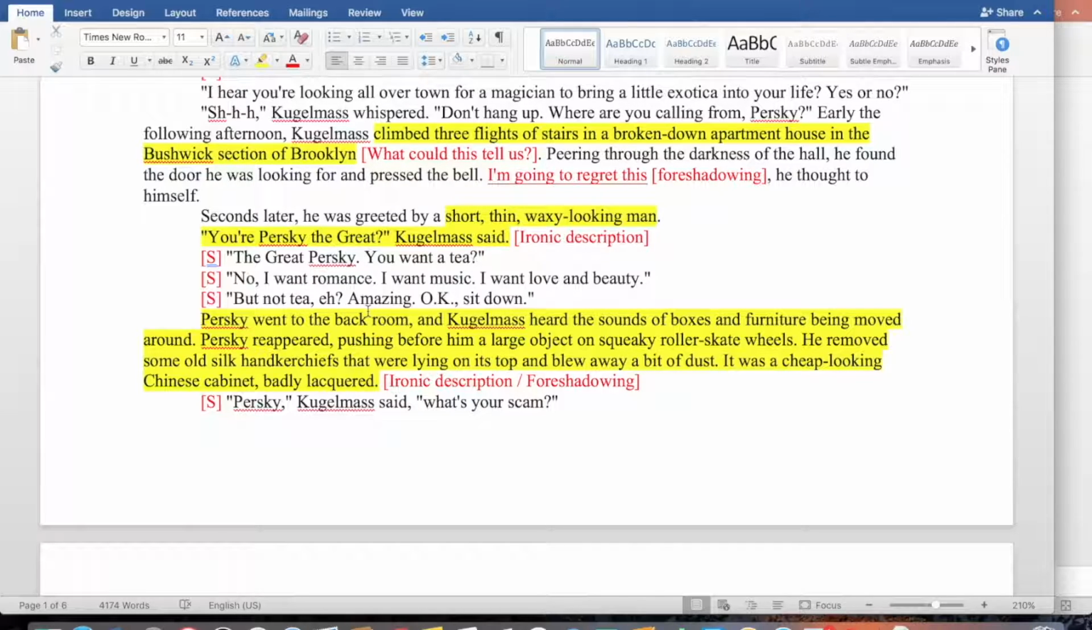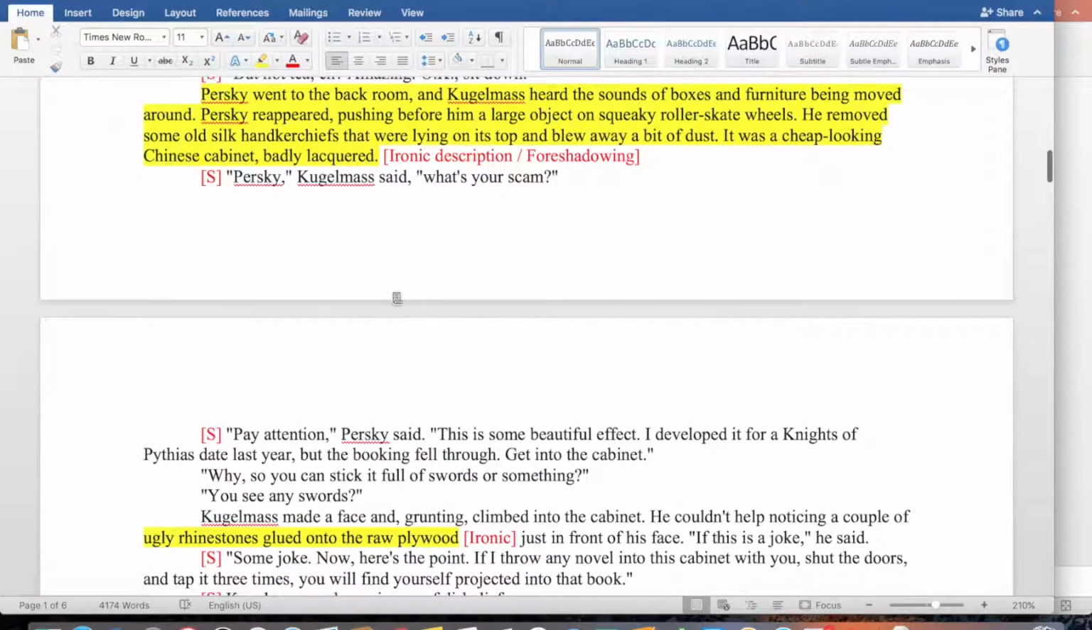So again, another ironic description. A short, thin, waxy man is the Great Persky, right? That's the opposite of what you would expect out of someone with the name the Great Persky.